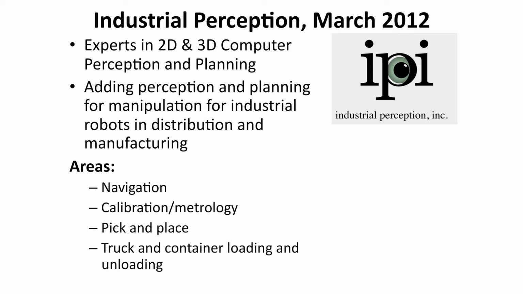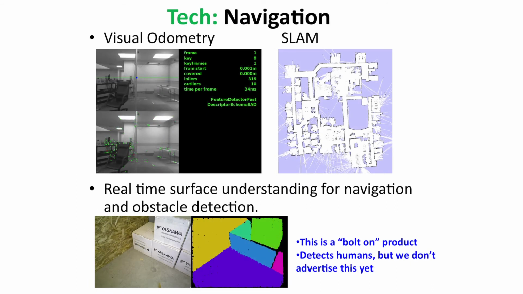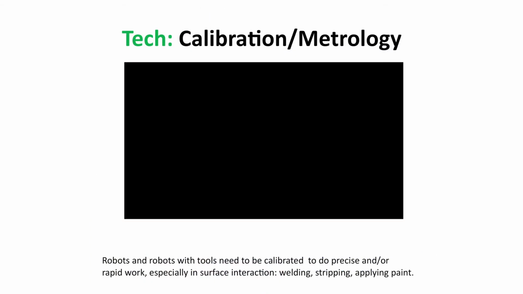I'll speed up. But so we have all these full navigation technologies. We understand surfaces and can track motion, because the robots have to find where they're going, find where the boxes are, and pick them up. But I'll skip on. So navigation's one technology. We have a very cheap system built out of Kinects that can understand surfaces to allow robots to roll over them. Calibration.